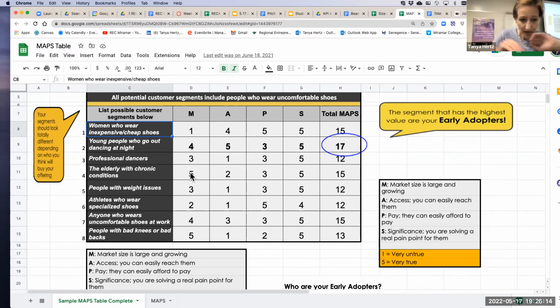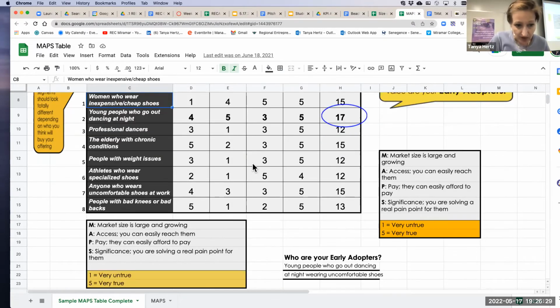So follow the maps. M in maps is market size. So do I think that this particular market is growing or shrinking? If I think it's a big market that's growing, I give it a high number, a very high number, 5, right? Because that's very true. If I think the market is kind of small or declining, I give it a 1, right?